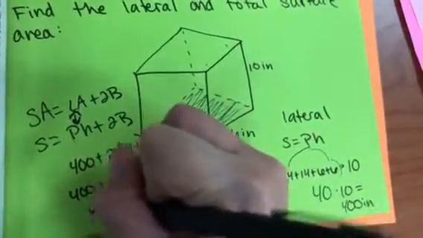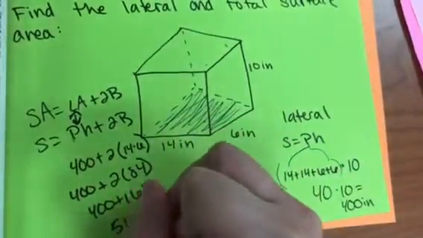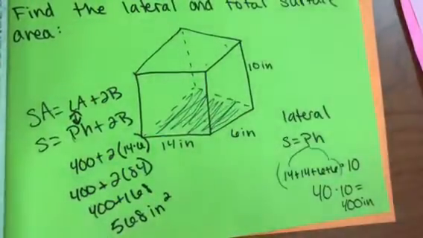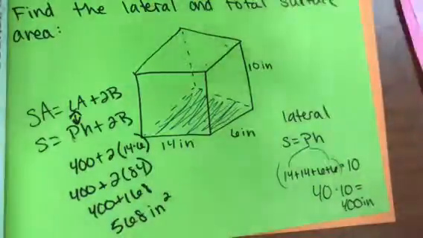Then plus 400. 568. 568 inches squared. Look at you, you remember. Hey, I remembered my units. Look at that, all of these have units squared.